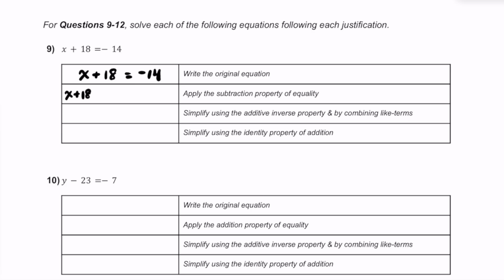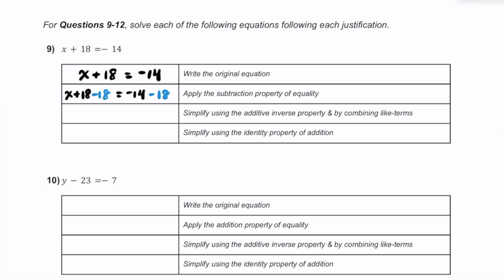So if we take away 18 from the left side of the equation, then we would have to take away 18 from the right side of the equation, right? Now, why would we do that? Well, it says to simplify using the additive inverse property and by combining like terms. So on the left side here, keep in mind that this 18 minus 18 is the same thing as 18 plus negative 18. That's the additive inverse property.